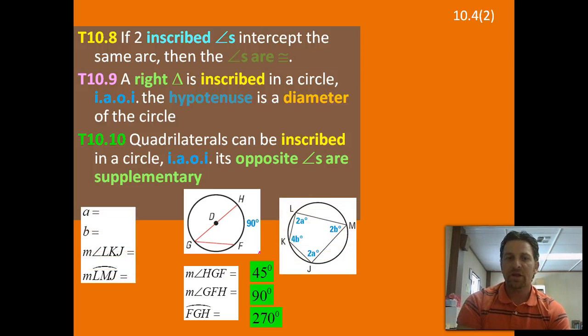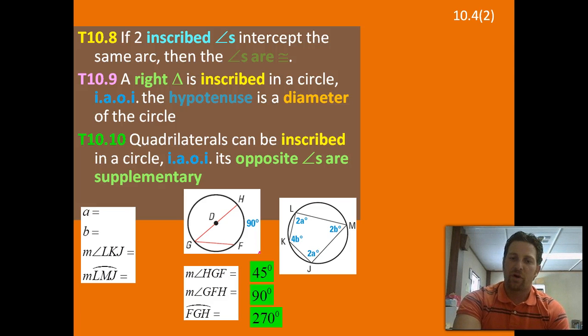All right, now let's look at that quadrilateral within the circle. I have quadrilateral LMJK, and they want me to figure out what A is, what B is, and then the measurement of LKJ and the measurement of arc LMJ. We learned that opposite angles within a quadrilateral inscribed in a circle have to be supplementary. So both angle A's have to add up to 180. All I have to do is go 2A plus 2A equals 180 degrees, and then do some subtraction.